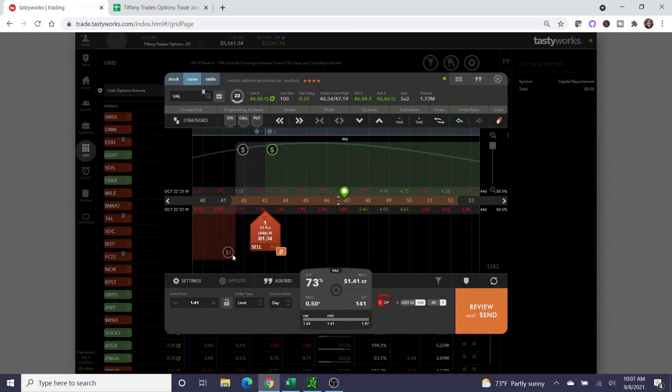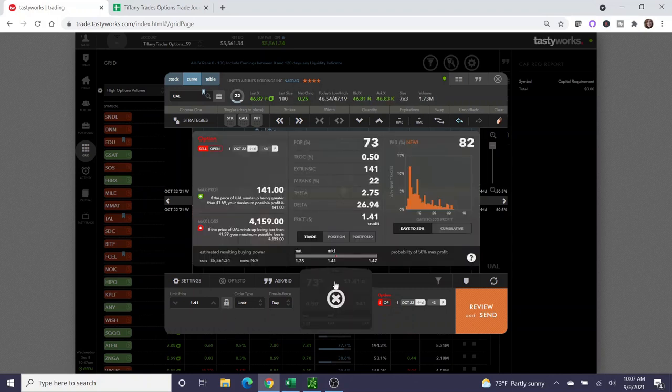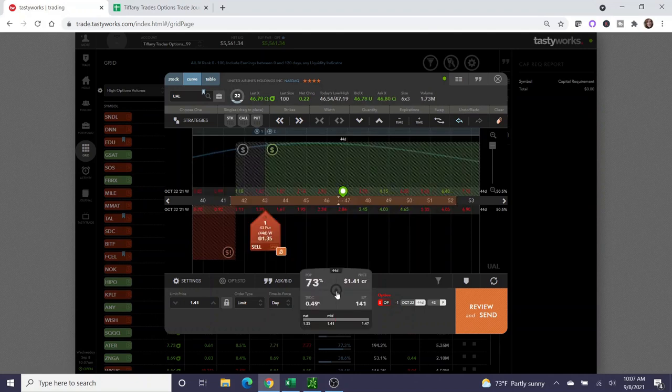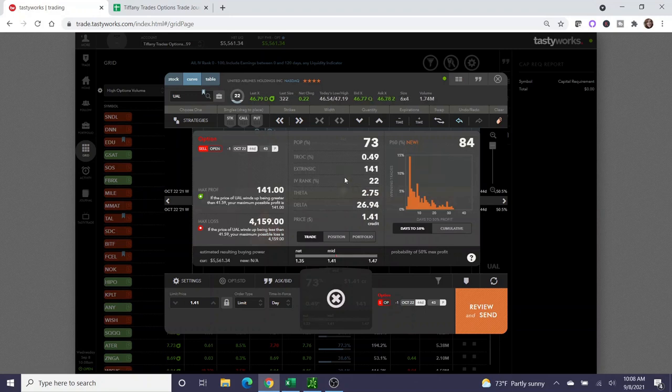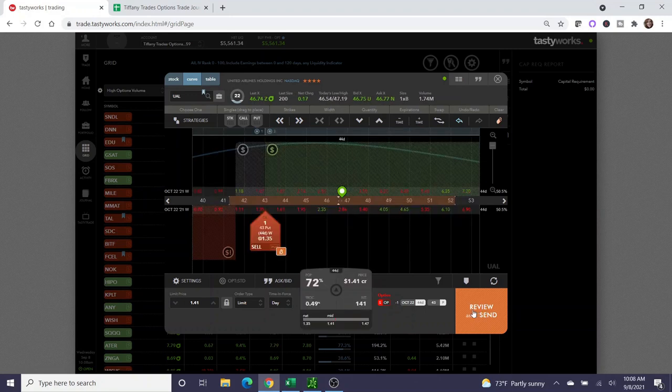To set a limit order, you can see that the bids and the asks right now are 134 and 147. So it's telling me that the midpoint is about 141. So I'm just going to lock this in right here. To see additional information about your position, including total return on capital, the extrinsic value, the theta and the delta, you can select this little arrow button right here. And then you're going to go to review and send.